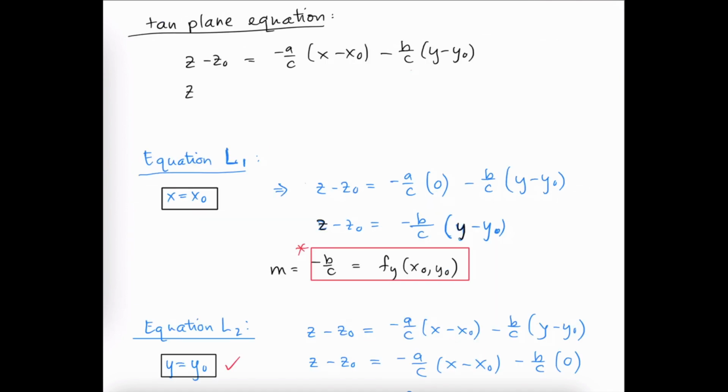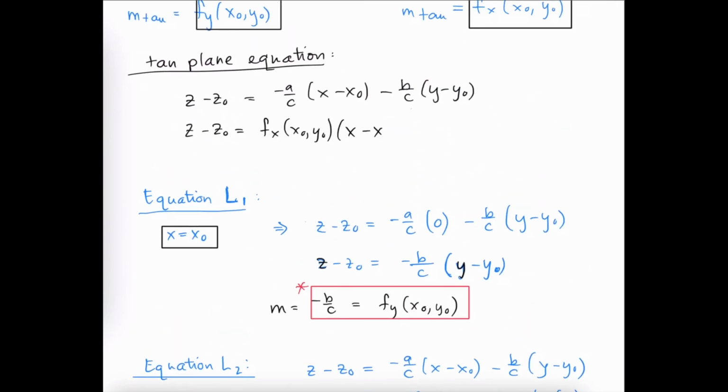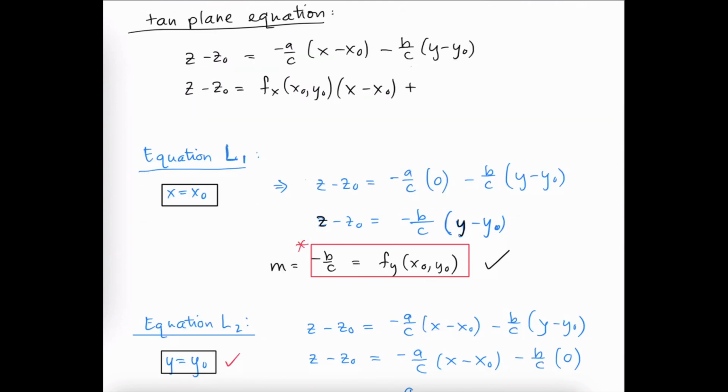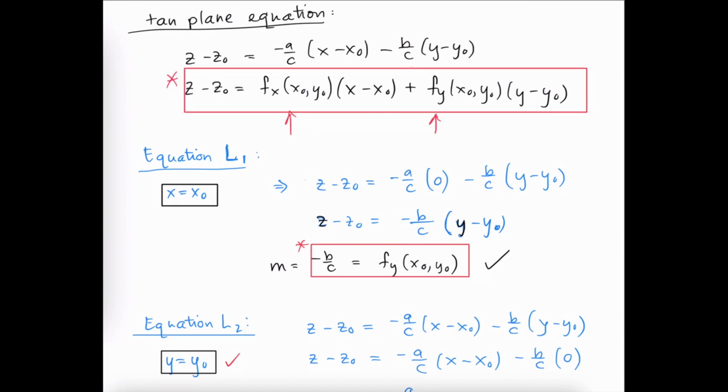So our tangent plane equation becomes, instead of a over c, we plug in the first partial with respect to x times x minus x naught. And instead of negative b over c, we substitute the first partial with respect to y, evaluated at x naught, y naught, times y minus y naught. And this is the equation of the tangent plane that we were trying to derive, one that uses these two first partial derivatives.